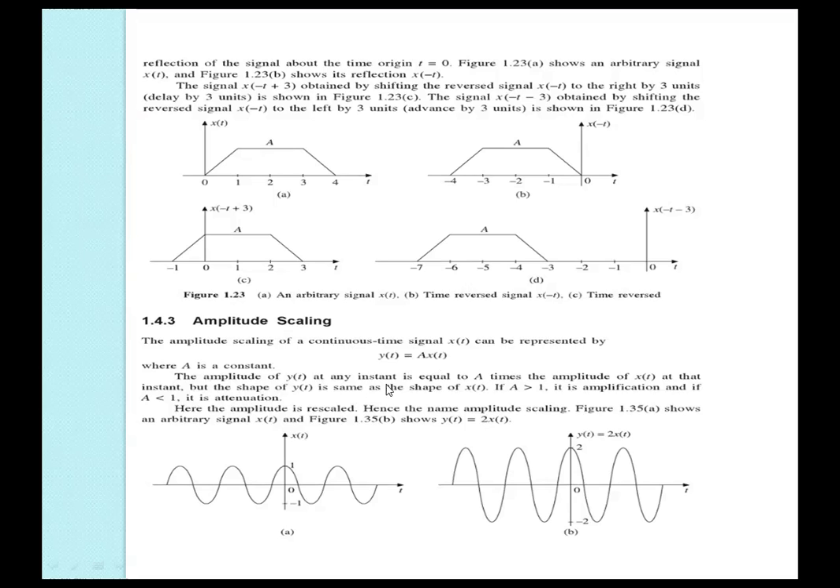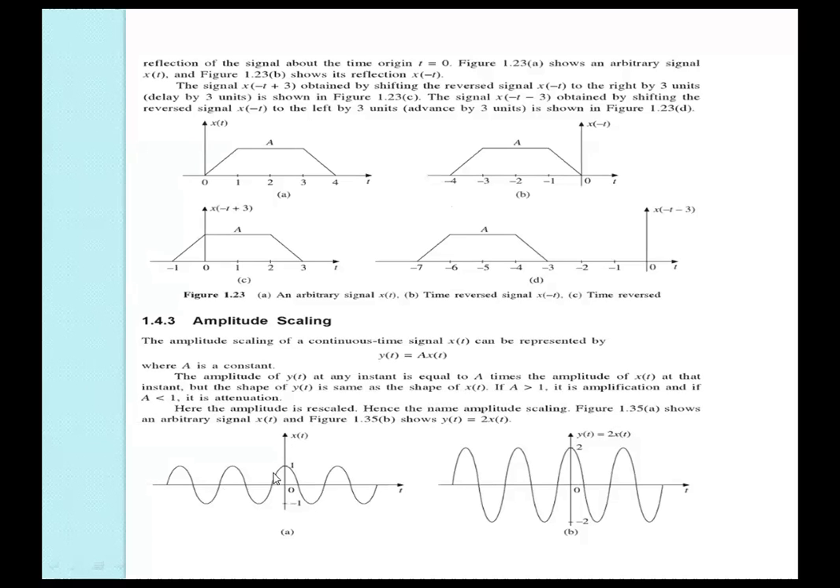The amplitude of y of t at any instant is equal to a times the amplitude of x of t, so it is a times increased or decreased at that instant. But the shape of y of t is the same as the shape of x of t. If a is greater than 1, it is amplification, and if a is less than 1, it is attenuation. Amplification means it increases. Attenuation means it decreases.